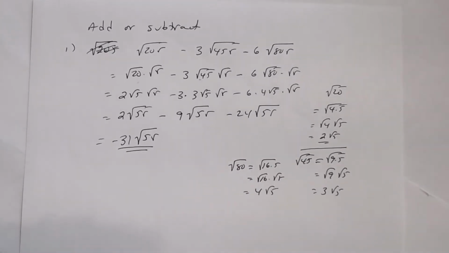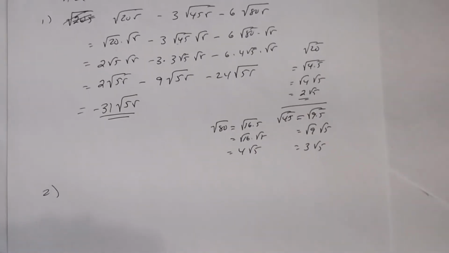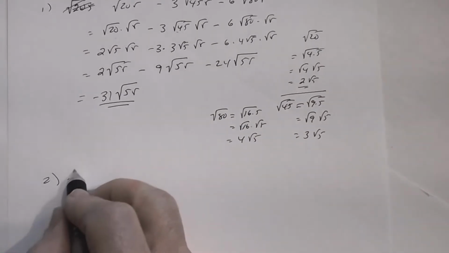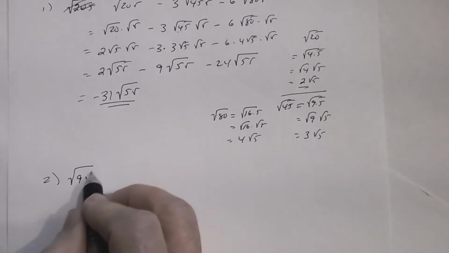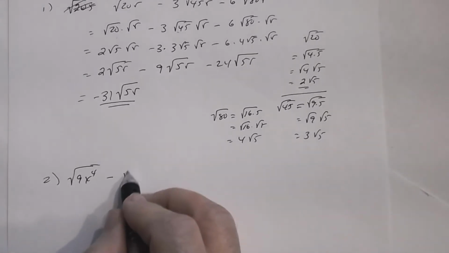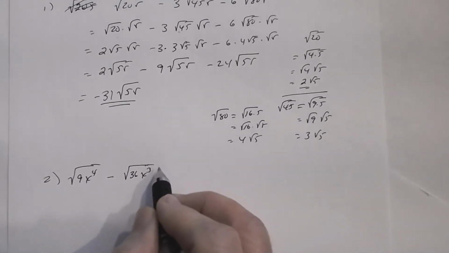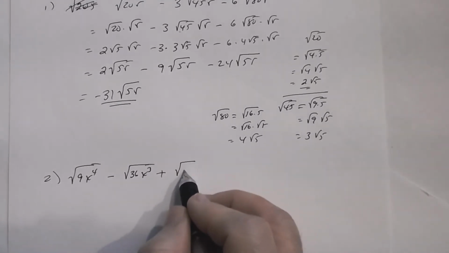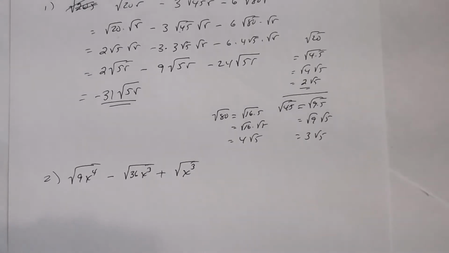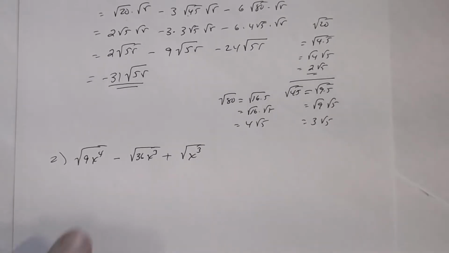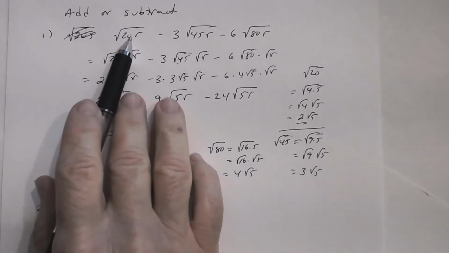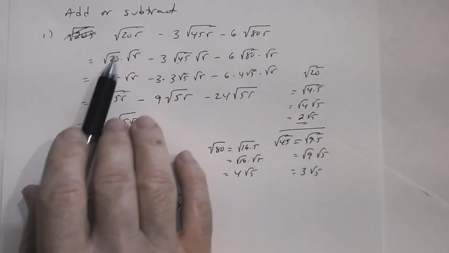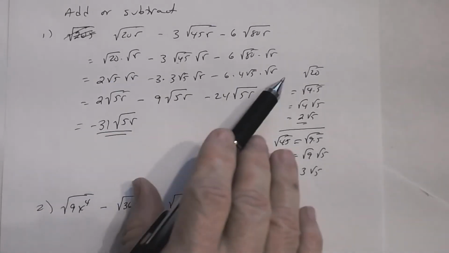Okay? All right, so number 2. Number 2, let's suppose we had this in number 2. We had the square root of 9x to the 4th minus the square root of 36x cubed plus the square root of x cubed. Okay? Now again, probably the best way to do this is kind of like the way we did here. So I went ahead and I used the product rule first to help me to organize my information. And let's do the same thing here.